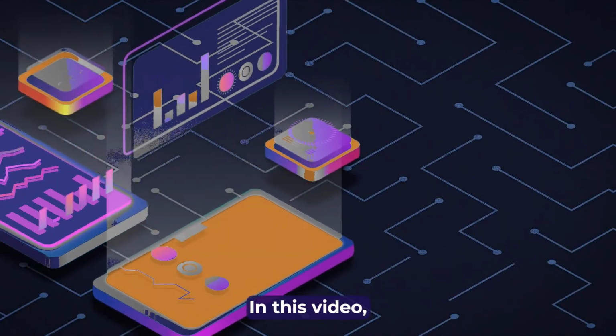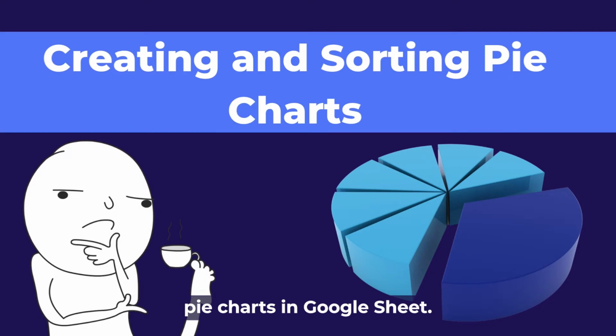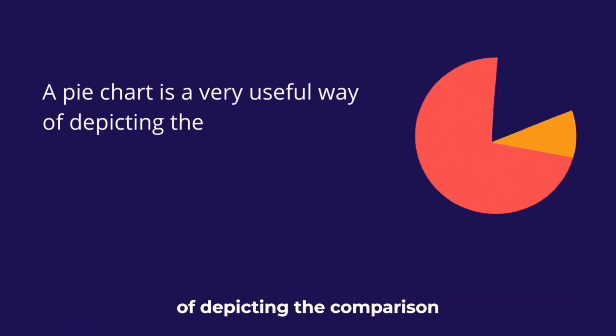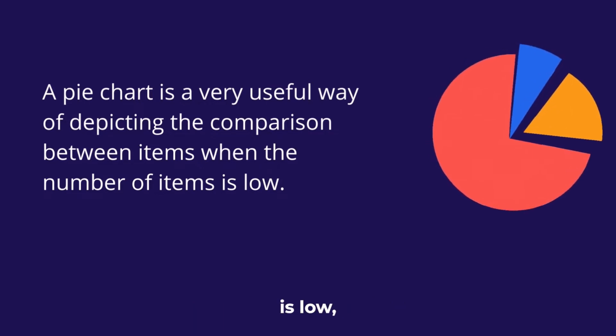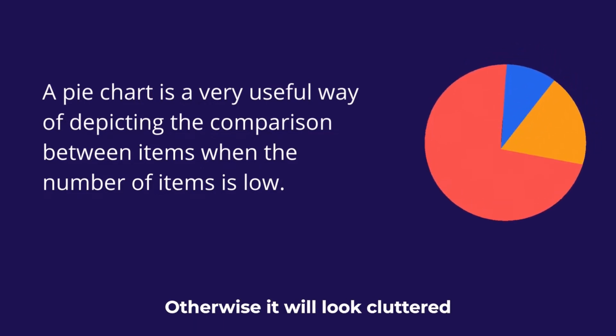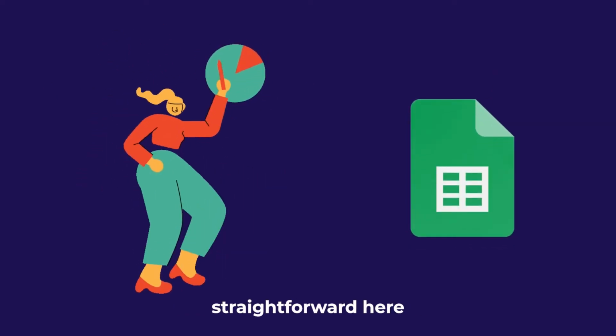Hello guys, in this video we are going to see how we can create and sort pie charts in Google Sheets. A pie chart is a very useful way of depicting the comparison between items when the number of items is low, preferably less than 10, otherwise it will look cluttered and messy. In Google Sheets, creating a pie chart is pretty straightforward.